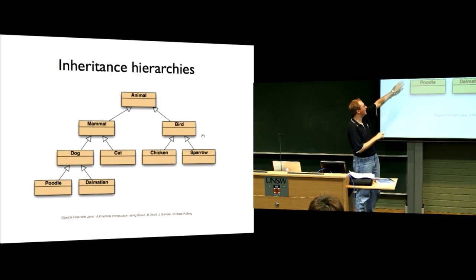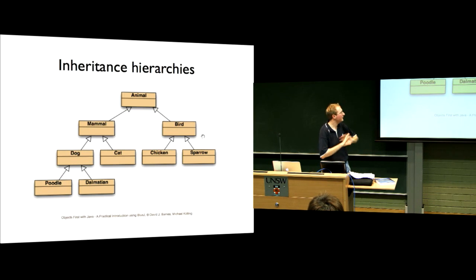So you can't have an animal inherit from a poodle. That would be stupid. That would create a cycle, and that would break everything and completely screw it up. So, any questions so far?